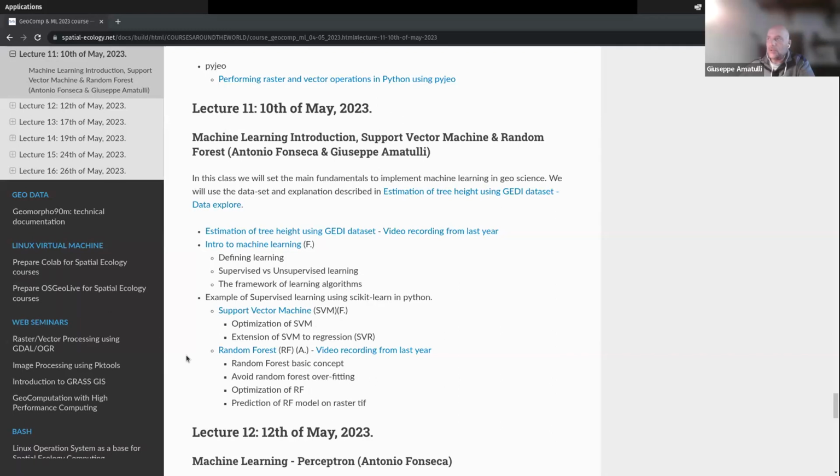This is also quite straightforward with a video recording from last year. Of course, it's from last year, so there are going to be slight differences, some little pip install differences or so. So try to troubleshoot in this aspect. Here you can click and open directly the PDF of Antonio, and the same for the support vector machine, which is going to bring you directly to the Jupyter Notebook. As usual, do the Git pull and the rsync to synchronize the data set. So let's go into the estimation of tree height.